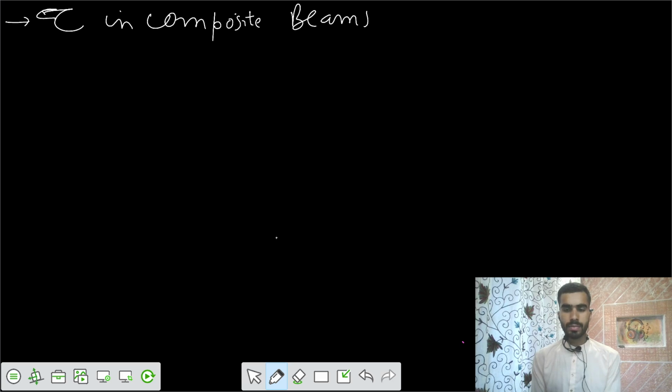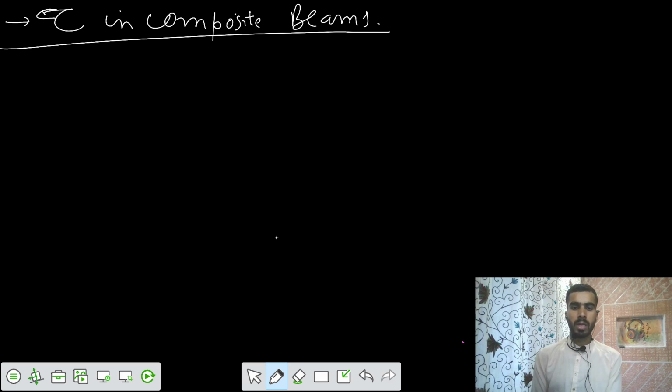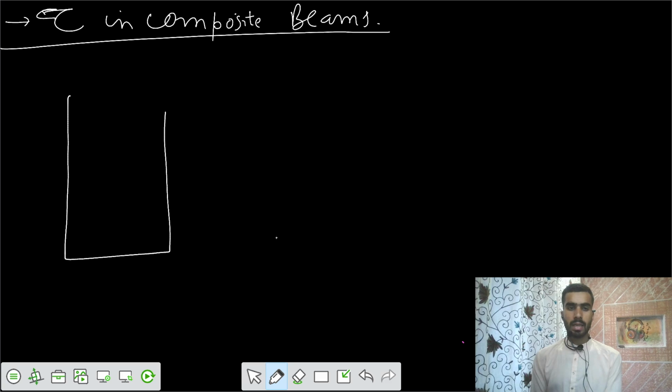Today's lecture is about the shear stresses in composite beams. We already have solved a few problems on composite beams, but in the chapter of bending stresses. So let's say that we have the same kind of section, steel, timber, and steel, which we also call a flitch beam.